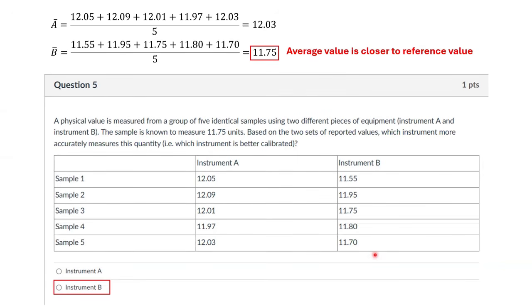Accuracy isn't about the precision of your instrument. So it's not how close each of your reported values come to each other. Instead, it's how close the average value that the equipment reports comes to the actual value. And in this case, we were told that the actual value should be 11.75 units. Instrument A returns an average value of 12.03. Instrument B returns an average value of 11.75. So even though instrument B was not as precise, it was clearly better calibrated, so that when you take a series of measurements, if you take enough, you get an average value that in this case is equal to the actual value.